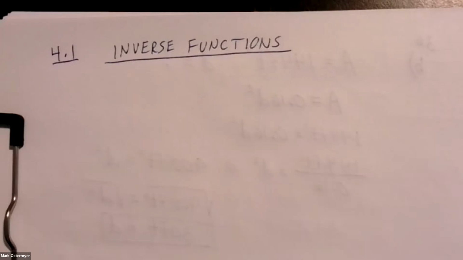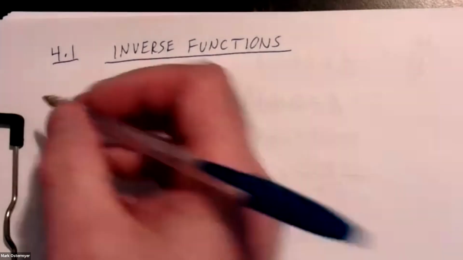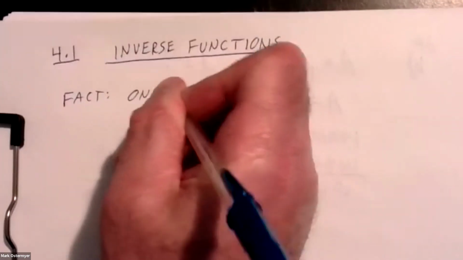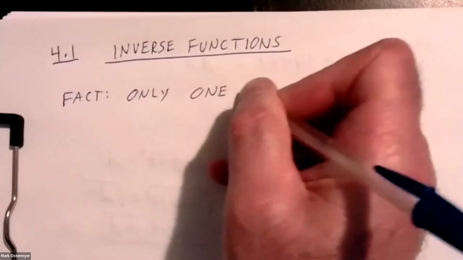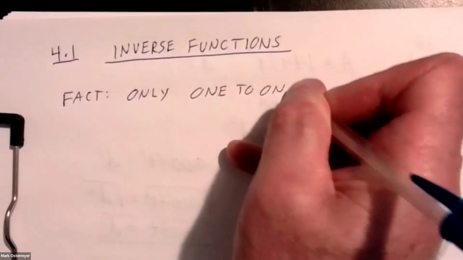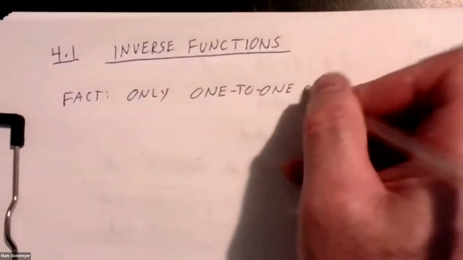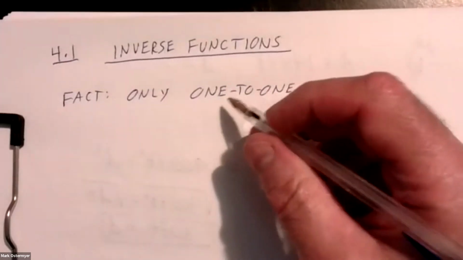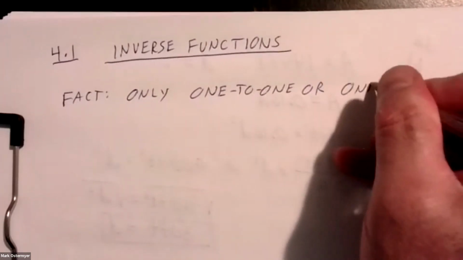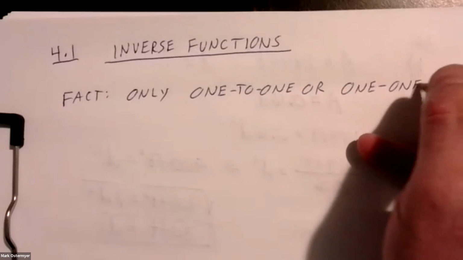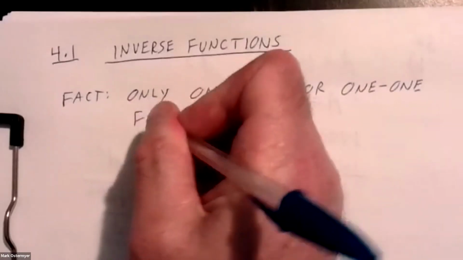Well, I'll let you in on a little secret here. In order to possess an inverse, a function needs to be 1-to-1. So this is a very important fact. Only 1-to-1 functions have inverses. Sometimes we abbreviate these words 1-to-1. We just say 1-1. That means 1-to-1. So only 1-to-1 functions have inverses.